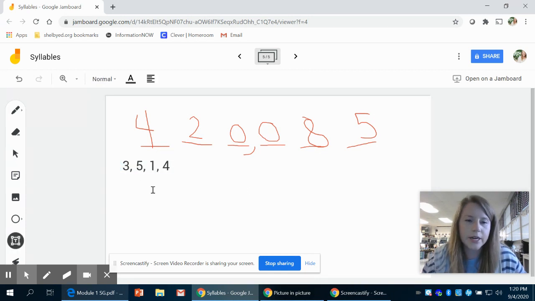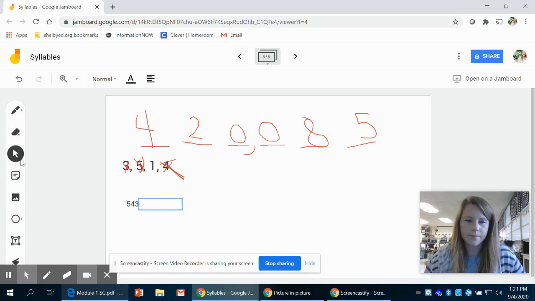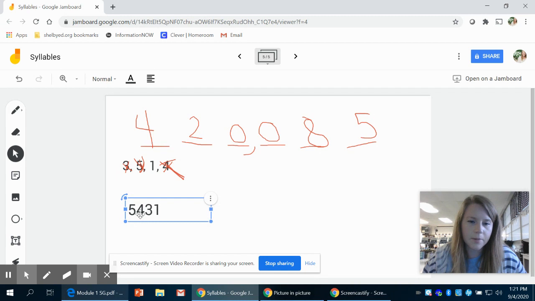All right, so my biggest number here is a 5. So I'm going to start with 5. Cross that off because I'm done with it. Next is a 4. That's the second biggest number here. Done with that one. Our next biggest after a 4, 1, no, 3. Yep. Done with that one. And our last one is 1. Okay. So our biggest number possible is 5,431.